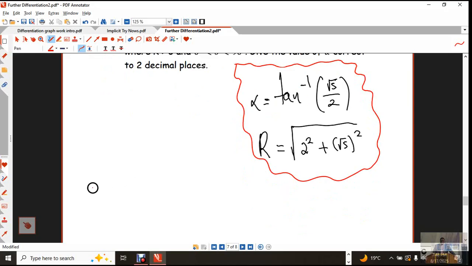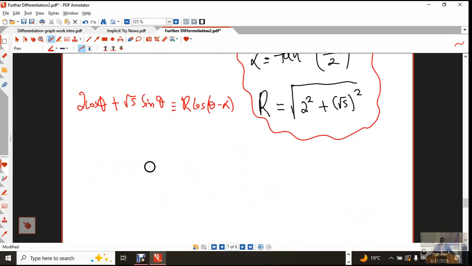Okay, so 2 cos theta plus root 5 sine theta is identical to r cos of theta minus alpha. Right, if we take the right-hand side and just work with it, the right-hand side will be r cos of theta minus alpha. So if I take out the r, I'm going to have cos theta. Now remember, that's going to be a plus because that is minus. All right, it's going to be, oopsie.